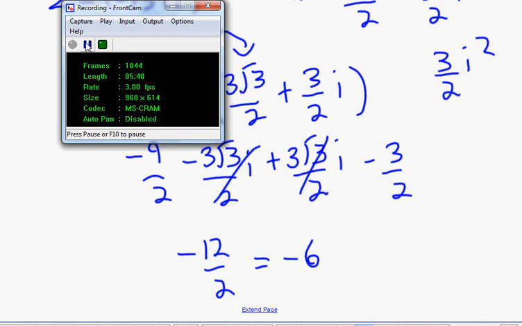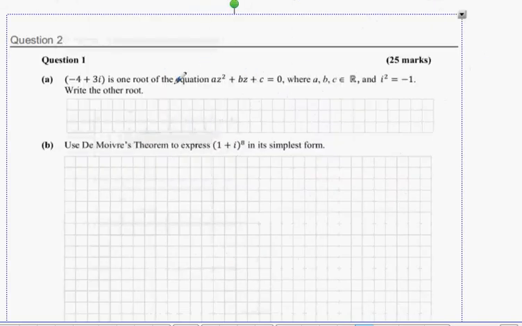So, next one. This is a root of this equation here. Now there's a hint here. Can anybody tell me what the hint is?